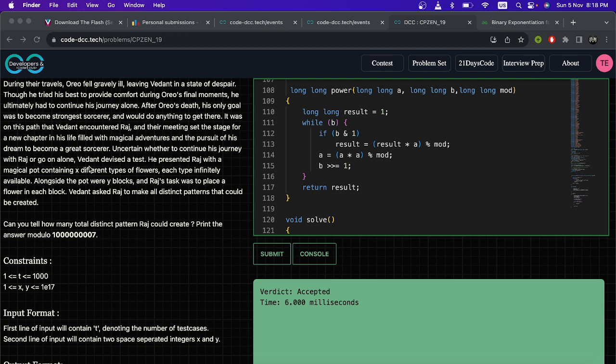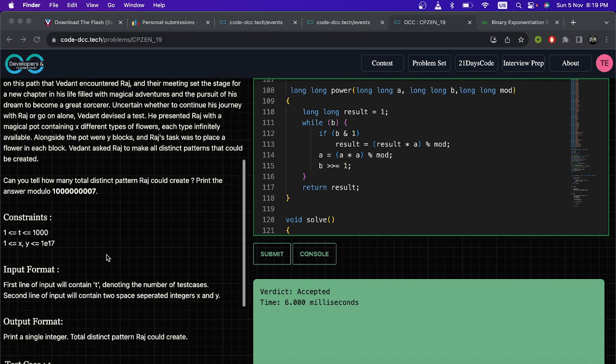See, Vedant is taking a test of Raj and he has presented Raj with a magical pot containing X different types of flowers. Each type is infinitely available. And alongside the pot, there are Y blocks, and Raj's task is to place a flower in each block and make distinct patterns. So, you have to tell how many distinct patterns Raj can create and print out the answer modulo 10 power 9 plus 7.